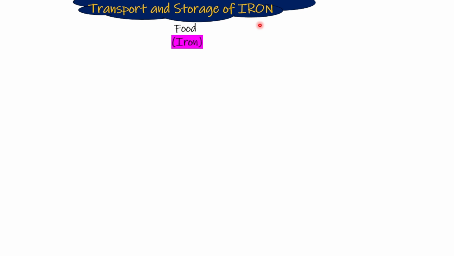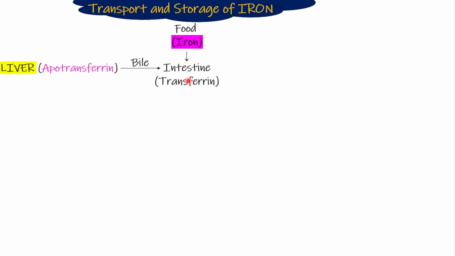So, if we eat something which has iron in it, the iron goes into our tummy and reaches the intestines. Now, apotransferrin comes from the liver, and iron combines with the apotransferrin in the intestine, and transferrin is formed. Transferrin is the form in which iron is transported in the blood. This iron in the form of transferrin is transported to where it is utilized.